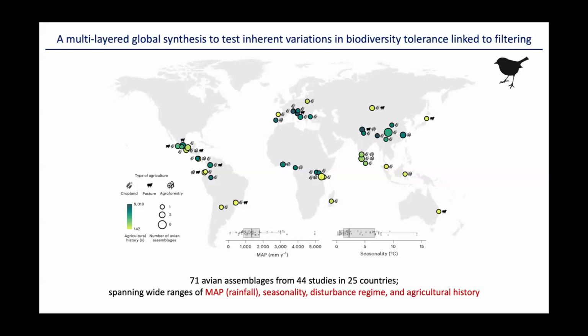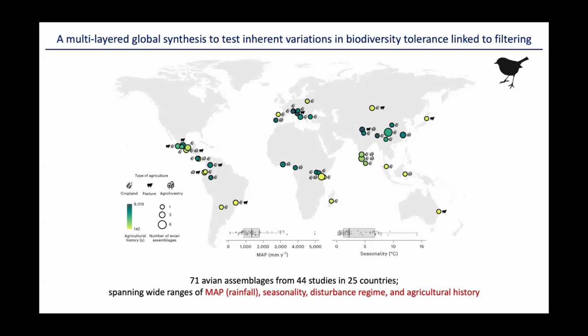So this database, in the end, accounted for about 72% of all the studies we were able to locate by systematic literature search. So it's a reasonable database, and it spanned a wide range of the several filtering variables.